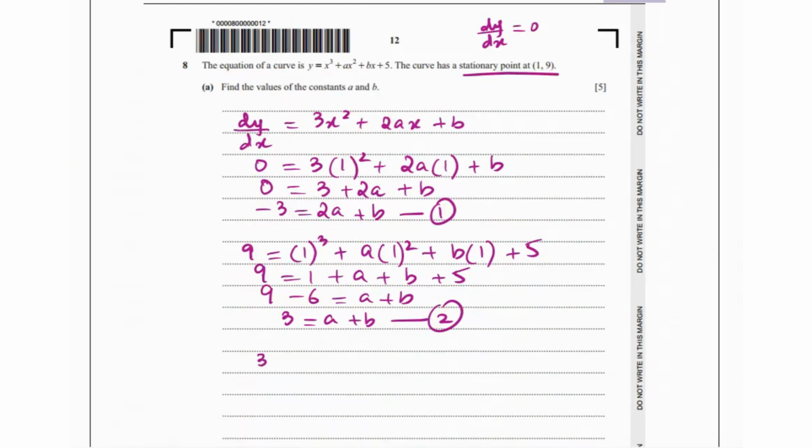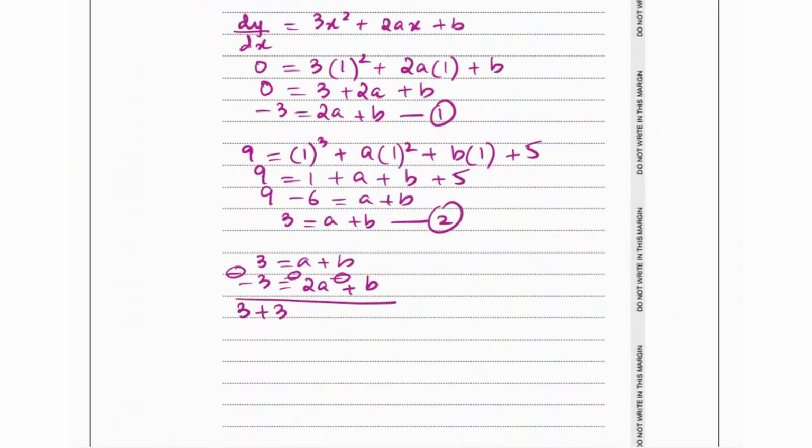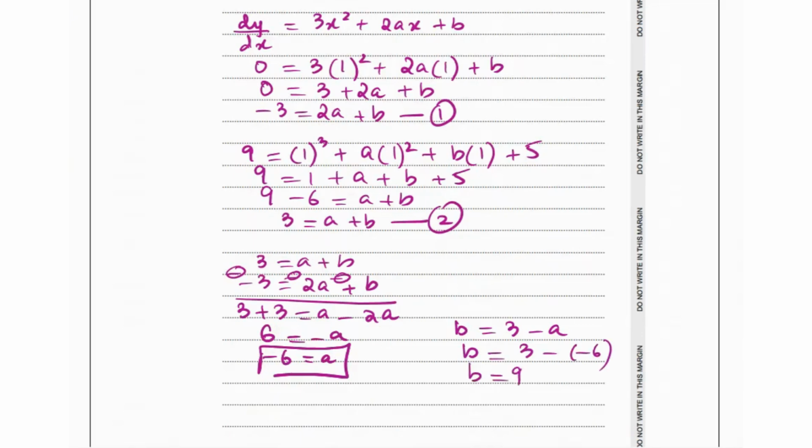Now we solve these two equations simultaneously. We can subtract them and eliminate b. So that's 3 plus 3 equals a minus 2a. 6 equals negative a, so negative 6 is the value of a. To find the value of b, you can put it back into either of the equations. If I pick the second one, b equals 3 minus a, and that's 3 minus negative 6, which is 9. So when a is negative 6, b is 9.